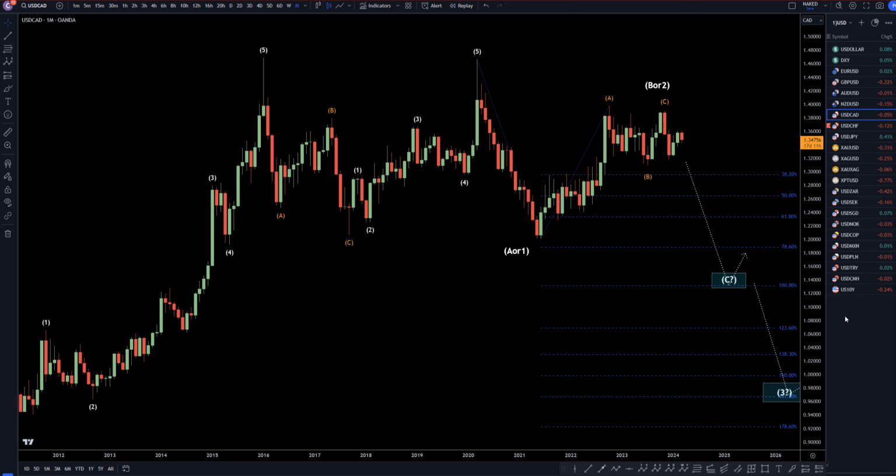Today is Tuesday, March 12th, and this is my analysis of the US dollar Canadian, starting on the monthly, working my way down to the 1 hour time frame for the full top-down analysis.